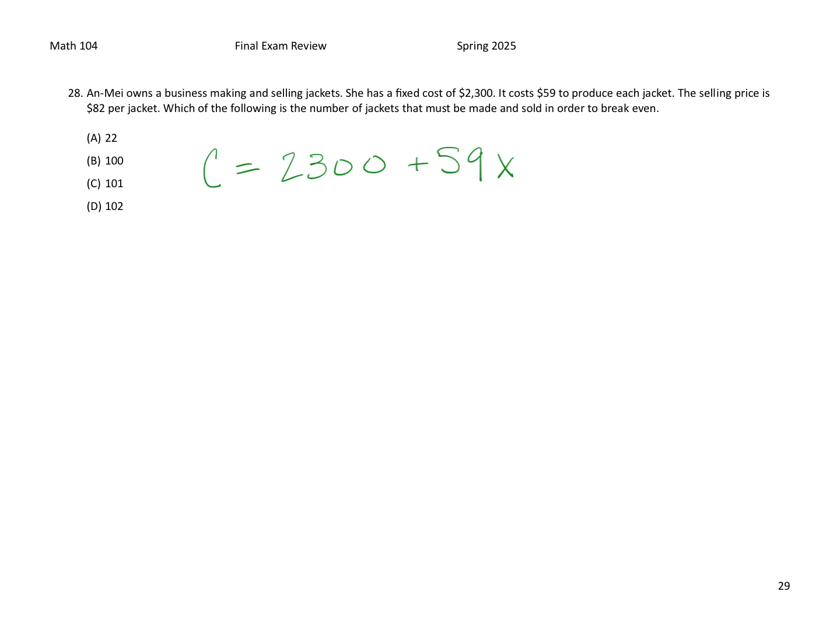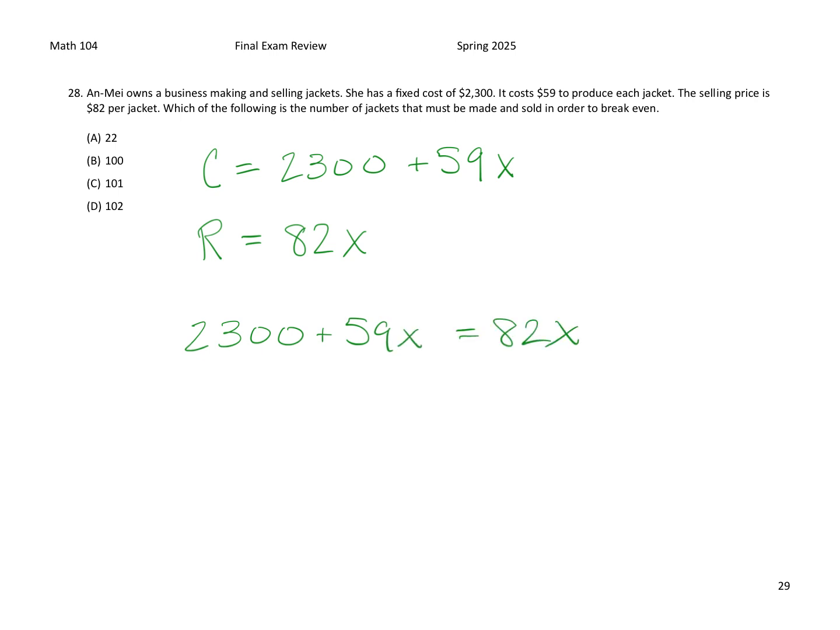We'll let x be the number of jackets. And the selling price is $82 per jacket. So her revenue, the revenue that comes in, is 82x, $82 for every jacket that she sells. And which of the following is the number of jackets that could be made and sold in order to break even? So I'm going to set cost equal to revenue, 2,300 plus 59x equals 82x.